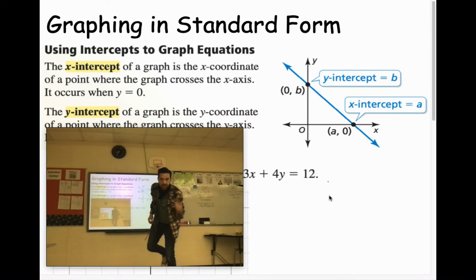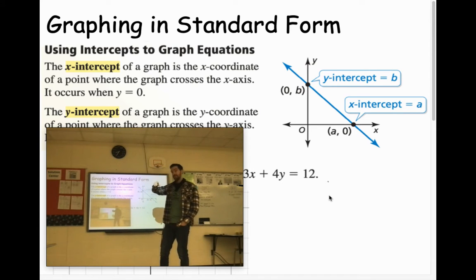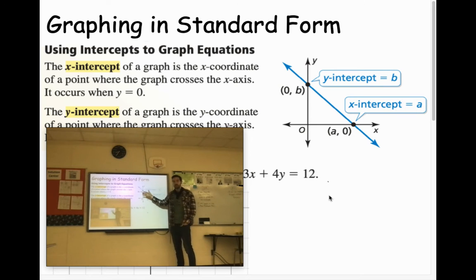We're going to graph in standard form today. Standard form has the x's and y's on the same side of the equal sign, and there are no fractions or decimals. So it's pretty nice and easy. You actually graph it by finding the intercepts. So you're going to calculate the x-intercept, and you're going to calculate the y-intercept. That x-intercept is where it crosses the x-axis, the y-intercept crosses the y-axis, and then you just draw a line through those points. It's pretty easy.